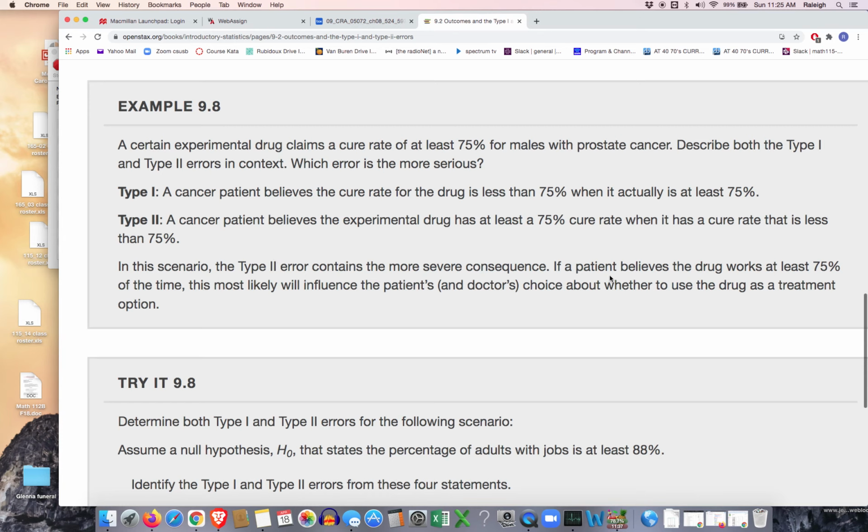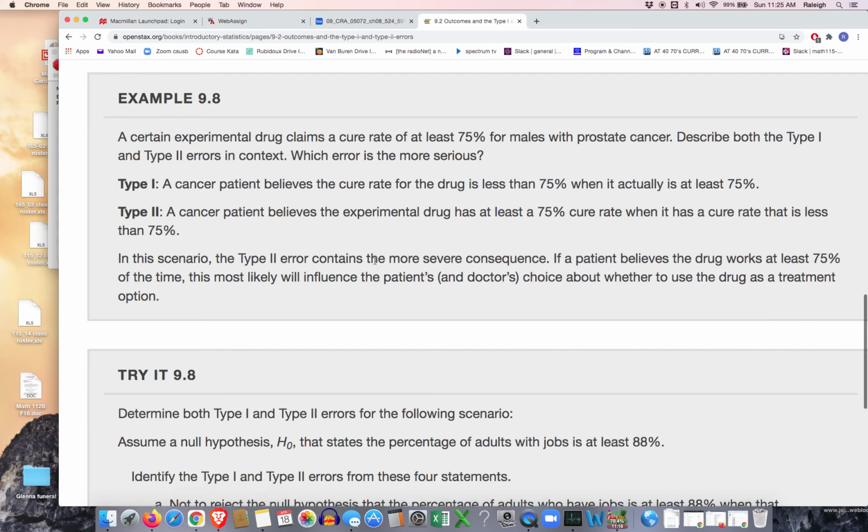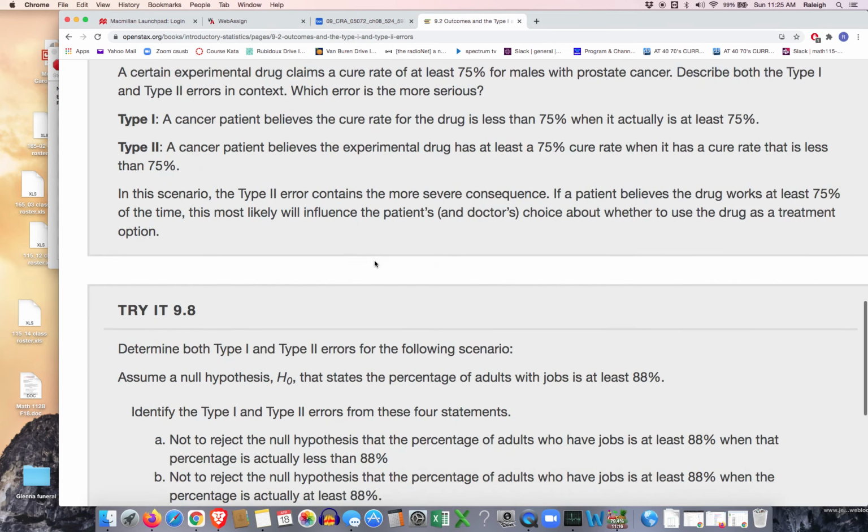If the patient believes that the drug works at least 75% of the time, they would probably go for it. But then the cure rate is less than that, and it could be quite a bit less. It could be like 20% or something like that, and that would be potentially horrible. Now, if we're talking about 76 versus 74%, well, it wouldn't matter that much. But type 2 is the error with the much more possible way of having a more severe consequence. And that's why they're listing it as the worst one.